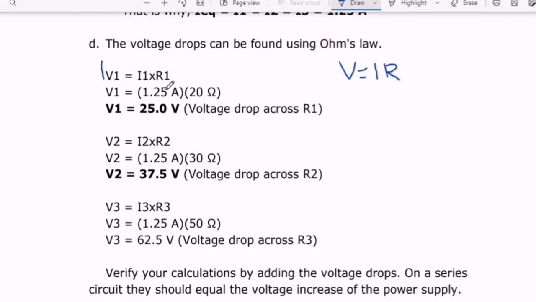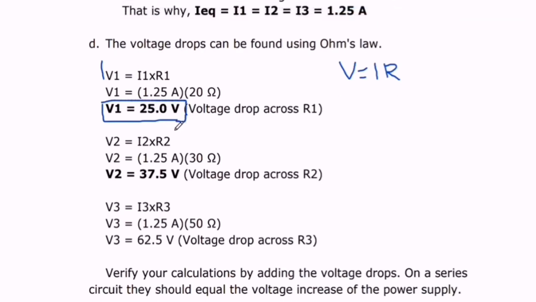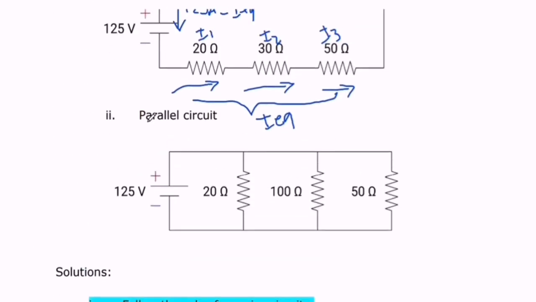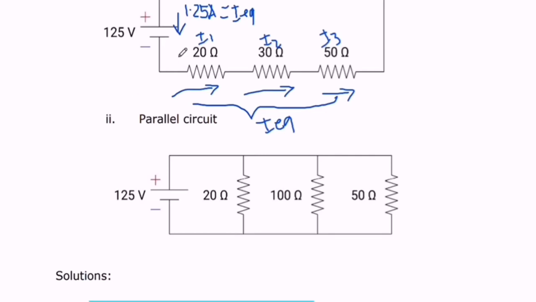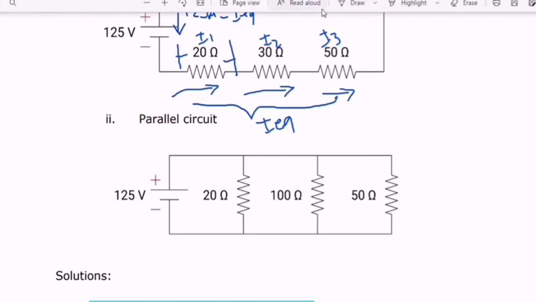So voltage V sub 1 will be equal to the current I sub 1 times the resistance R sub 1. We know that the current I sub 1 is 1.25 and R sub 1 is 20, so just multiply and we get 25 volts. This 25 volts, V1, is the voltage drop here.